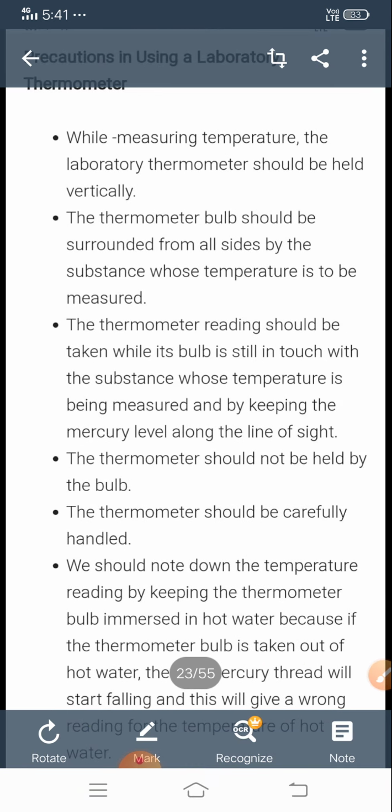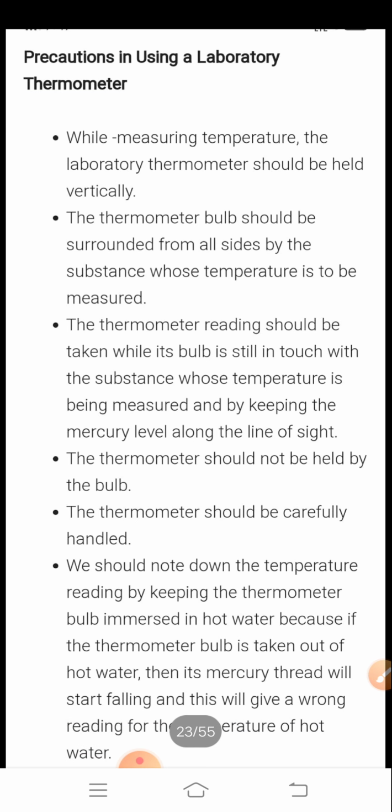Okay, it is clear. Precautions. In the last class, we already discussed the precautions of clinical thermometers. But today we will discuss the precautions for laboratory thermometers.